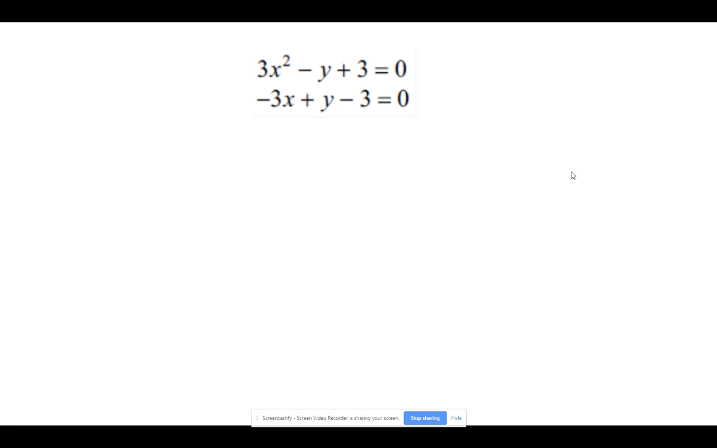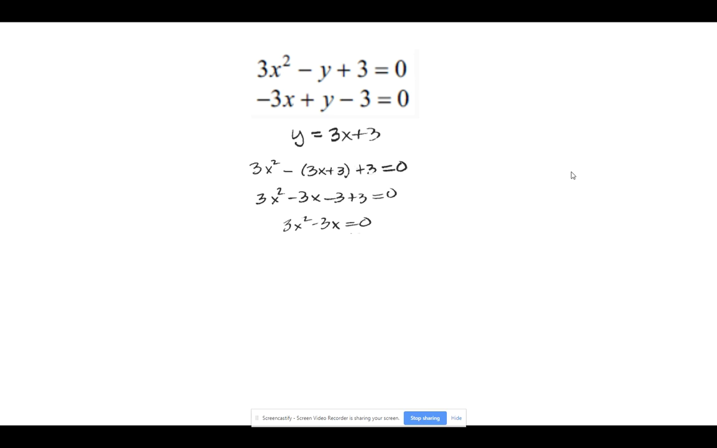the top equation, because we don't want to plug into the top equation for x, because then we would have to square our values. So we take the bottom equation and we solve it for y by adding 3x to both sides and adding 3 to both sides. Now we can plug that into the top equation. We're going to distribute the negative, combine like terms, and now we have a quadratic.